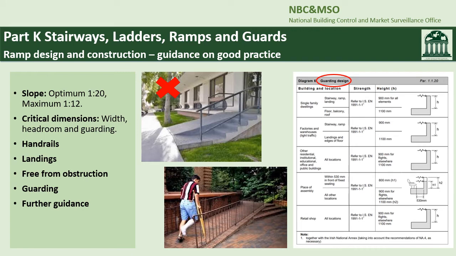TGD Part K, ramps, covers the design of ramps. These designs should be reviewed in concert with Part M, but in general ramps should have a maximum slope of 1 in 12 and an optimum slope of 1 in 20 to comply with the total rise and length of ramp as defined in Part M. Ramps of 1 in 20 or steeper should be provided with continuous handrails and curbs in accordance with Part M.